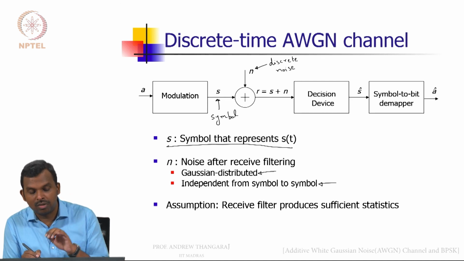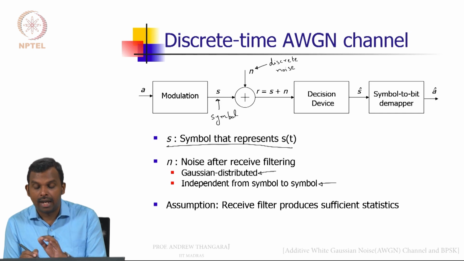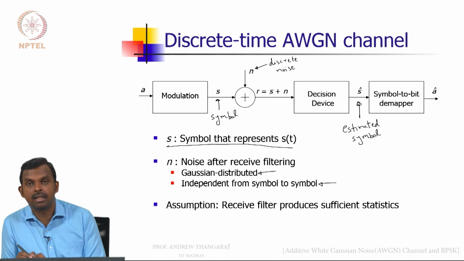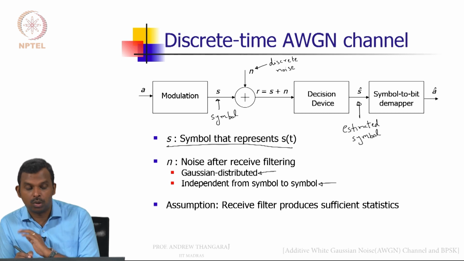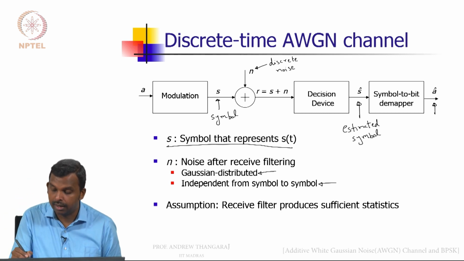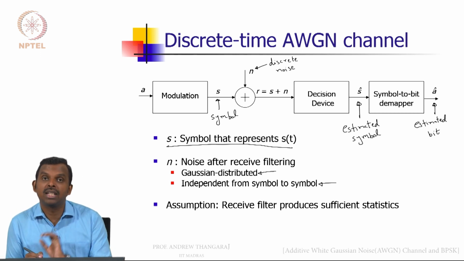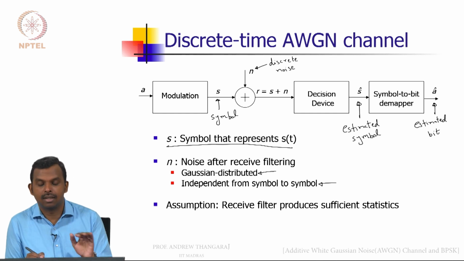Okay. So, once you have this value R, you can run a decision device and come up with an estimate of the symbol. This is the estimated symbol. Okay. Once you have an estimated symbol at the receiver, you can do a demapping and go back to the bit. Okay. So, this is the estimated bit. Okay. So, this is the model that we will use throughout this course for capturing the behavior of a digital communication system. We will not go into any other details than this. This is the model that we will use.